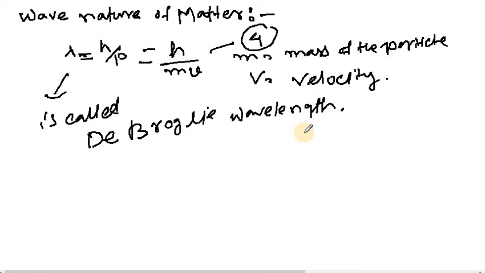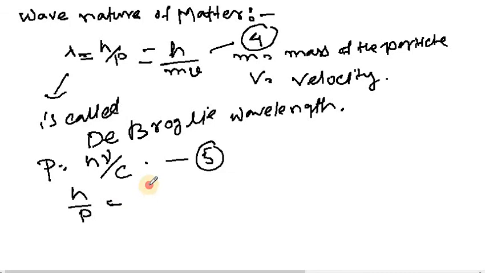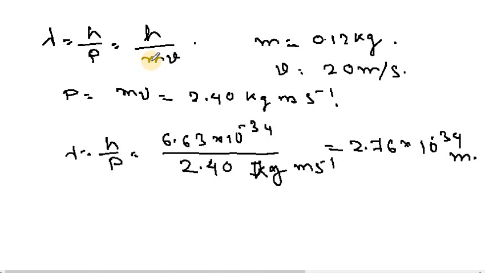So for a photon with energy h nu, the momentum p is equal to h nu by c. This is the momentum of a photon, relation 5, and therefore h by p equals c by nu, which equals lambda, equation 6. So for a photon, h by p equal to lambda means that this is the de Broglie wavelength of a photon. So from the de Broglie relationship we can calculate the wavelength of a moving particle.